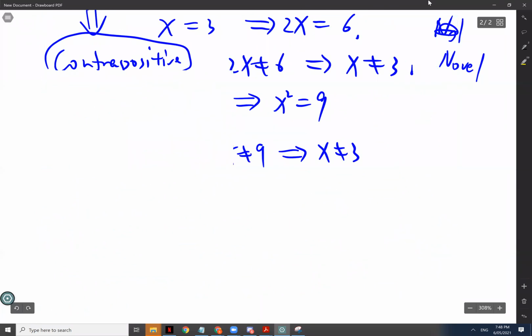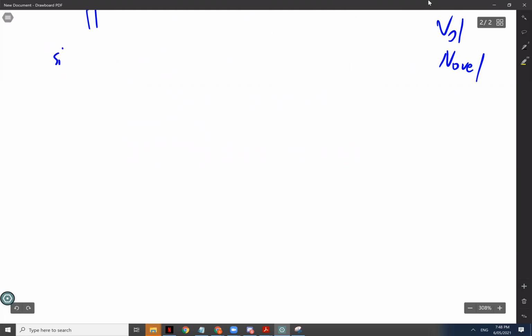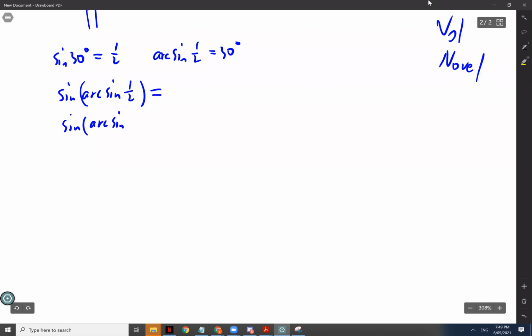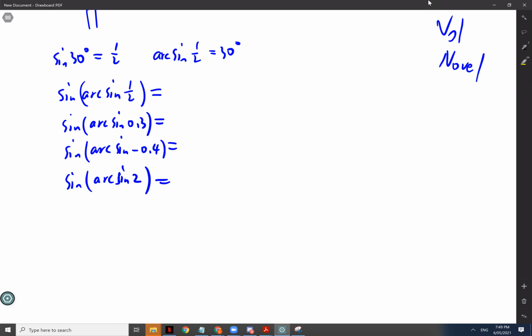This is some extra thing, not in trig. Given sine 30 equals half, sine arcsin half equals 30. It just gives you that question. What's the sine arcsin half? What's the sine arcsin 0.3? No calculator. What's the sine arcsin negative 0.4? What's the sine arcsin 2?